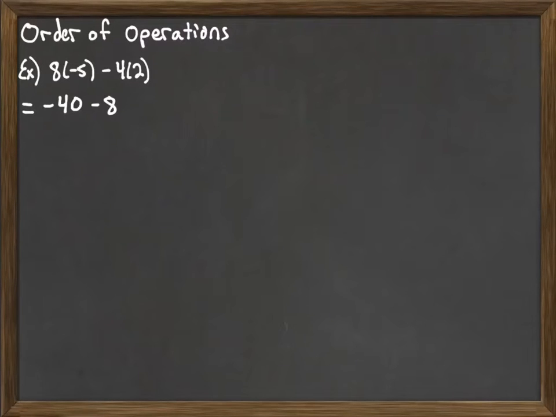Remember though, when we subtract, we can change it to an addition problem. So taking away 8 is the same as gaining a negative 8. And we can do negative 40 plus negative 8. And we get our answer, negative 48.